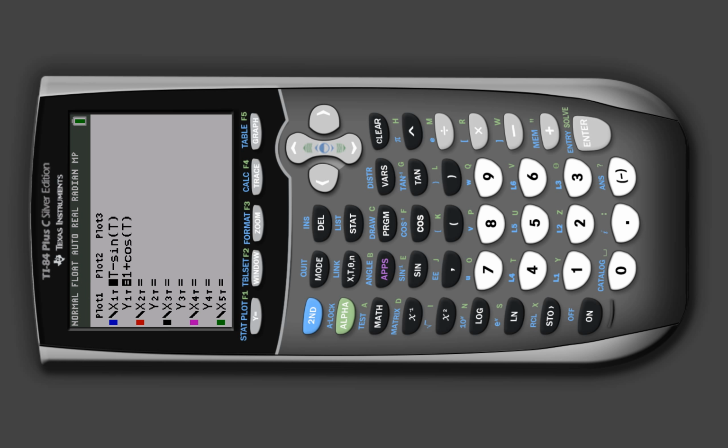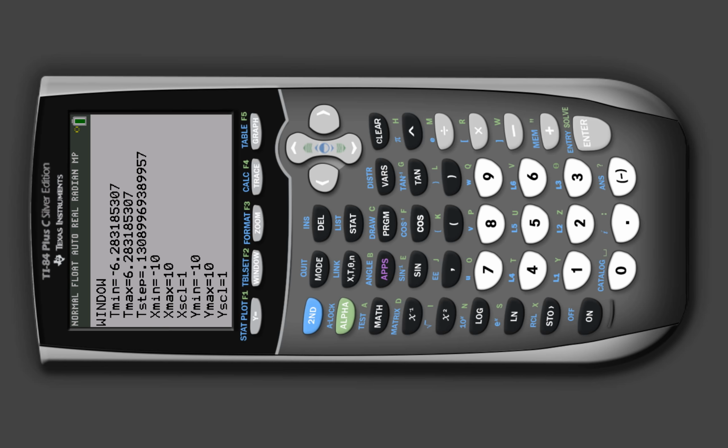parametric equations of x and y, and then you go to window. Make sure this is minus 2 pi. I key in minus 2 pi and enter, and this is 2 pi. I didn't key in this number, I just key in 2 pi. Then it gives me this string of numbers, and the scale I set to 1 so that I can see from the graph what the number is. So these are my settings.